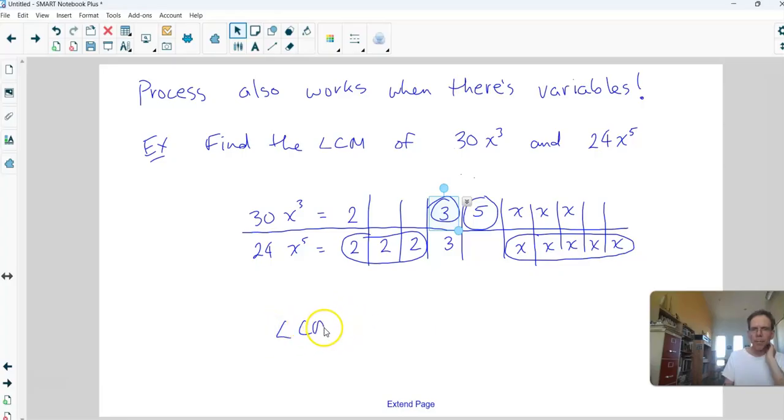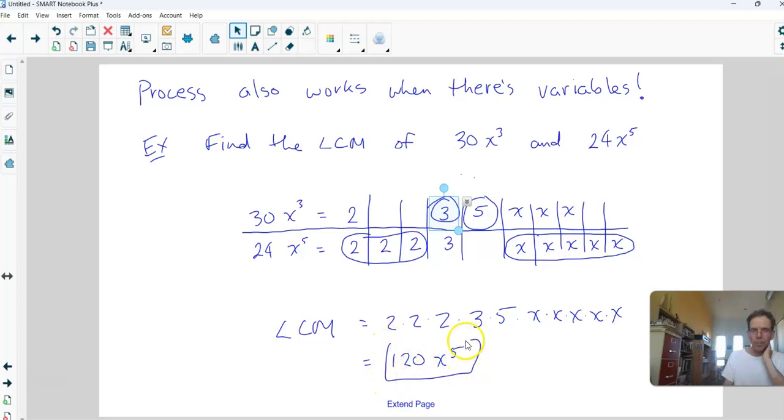So the LCM is going to be 2 times 2 times 2, 3 2s, a 3, a 5, and then 5 x's. What's the number here? Just going to write it down. It's 120x to the 5th. That's the LCM.